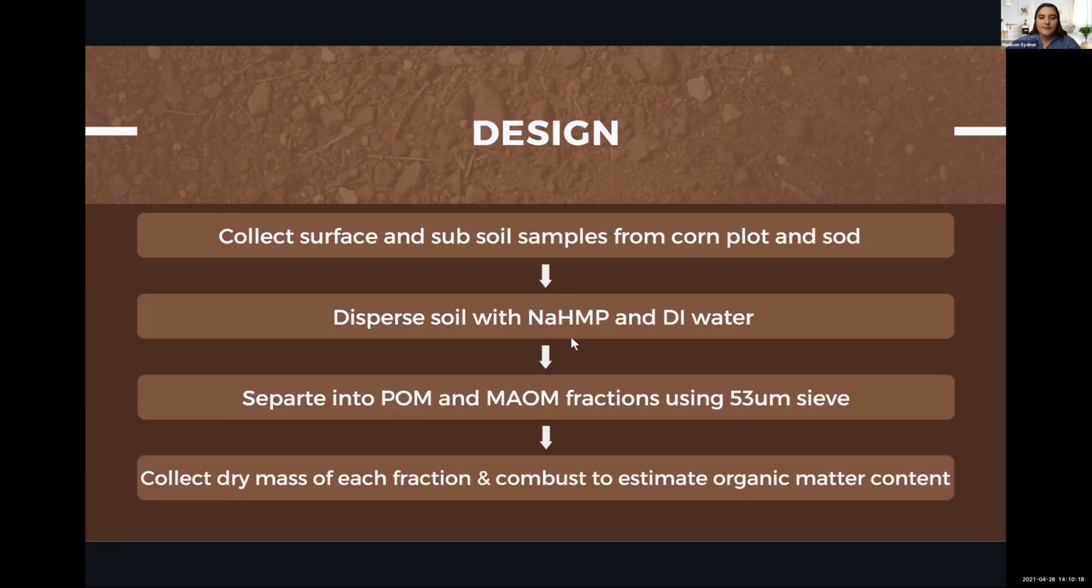And so to test these questions, we first collected surface and subsoil samples from corn and sod plots. We then dispersed the soil with sodium hexametaphosphate and DI. Then we separated them into their POM and MAOM fractions using a 53 micrometer sieve. And then finally, we collected the masses of the dry soil.